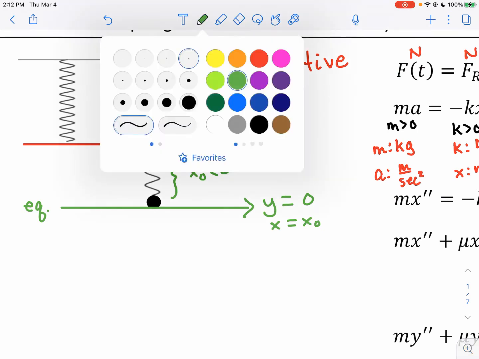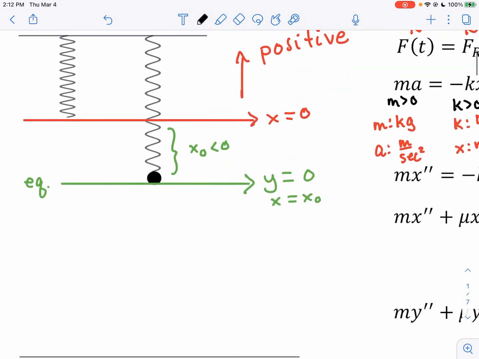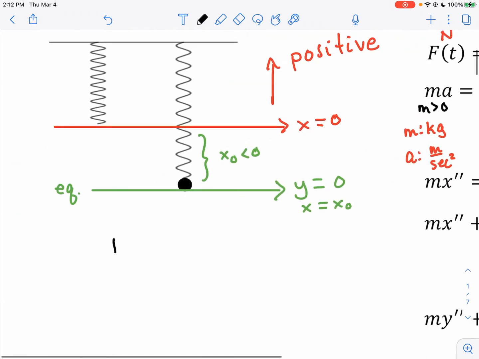That's a funny looking 0 there. Let me make that look better. Okay, now if we take our force due to resistance from the spring, we know that that's equal to a negative kx.